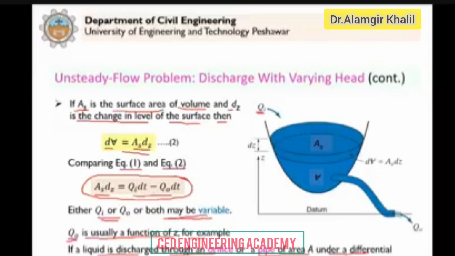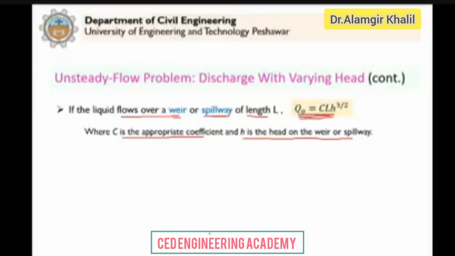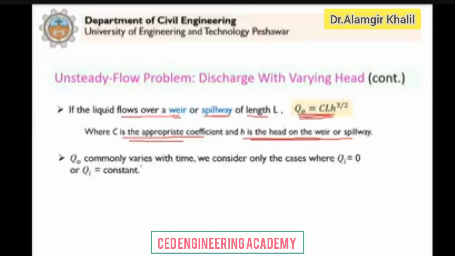Clear? So what we are saying here is that in this equation, the inflow and the outflow discharge that appear, we are discussing whether they can be treated as constant or variable. Because Q naught is usually a function of Z, so if Z is variable, then Q naught is variable. Clear? We can see from this formula. This is for the outflow. So commonly, in the cases that we study, Q naught is variable. Function of Z or H, they are variable. So Q naught commonly varies with time.